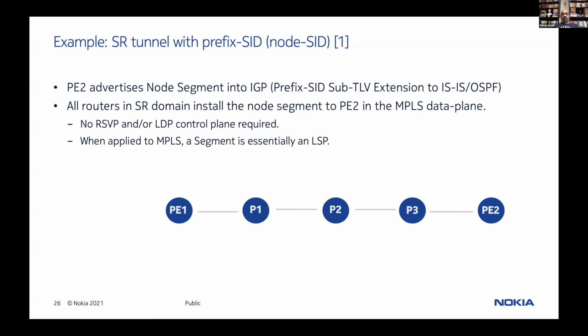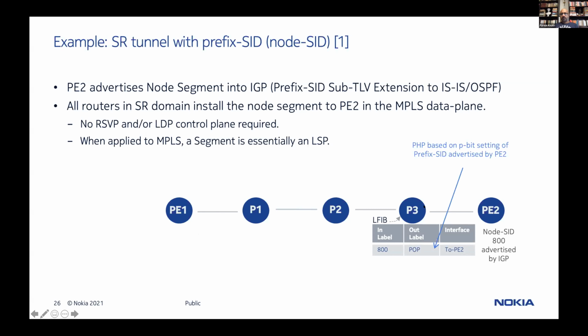So as we saw, all routers advertise what we call the node SID, right? And this is done through the IGP, and it's installed in the MPLS data plane. So in this case here, we see that in this network, which has 2 P routers and 3 transit routers, we've got P2 advertising node SID 800 for itself. And it's done through the IGP.